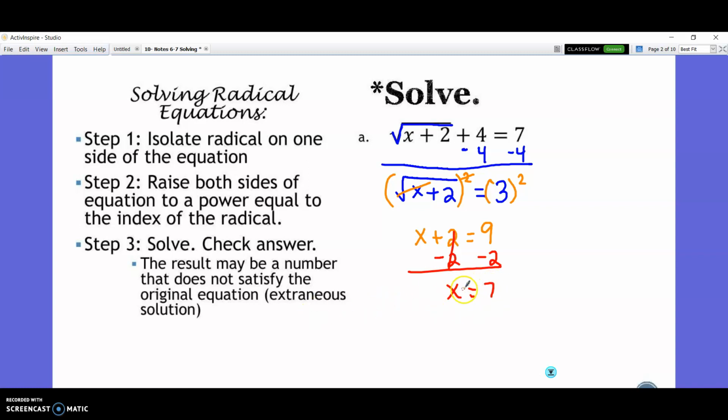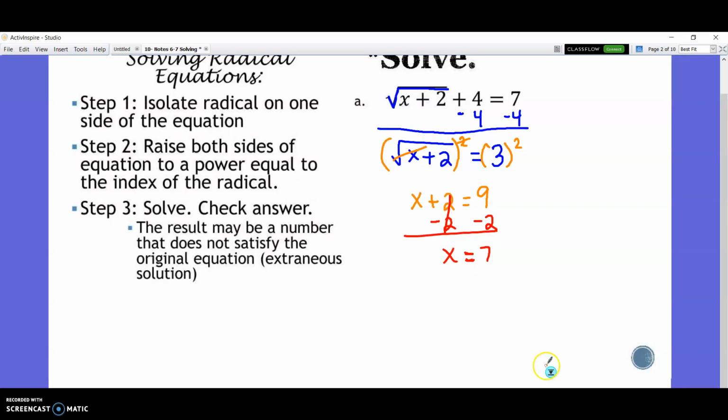Now this may or may not be the answer. Because the domain for radicals is not all real numbers, you have to check your answer to make sure that it works. So that is a must. That is not a suggestion. That is part of your steps. Solve, check your answer. It's not, oh, you might want to check your work. It's check your work. That is step 3.